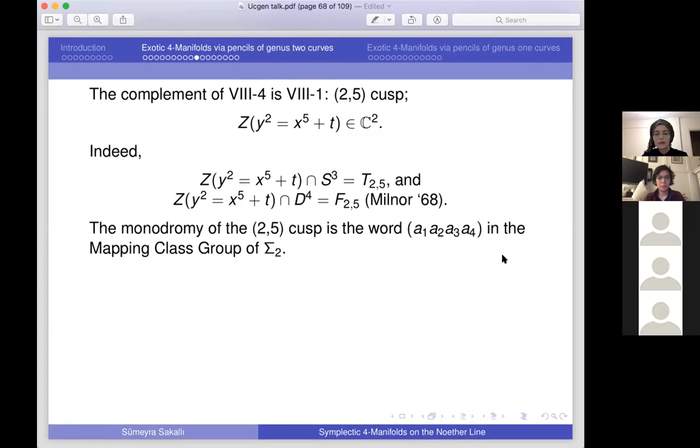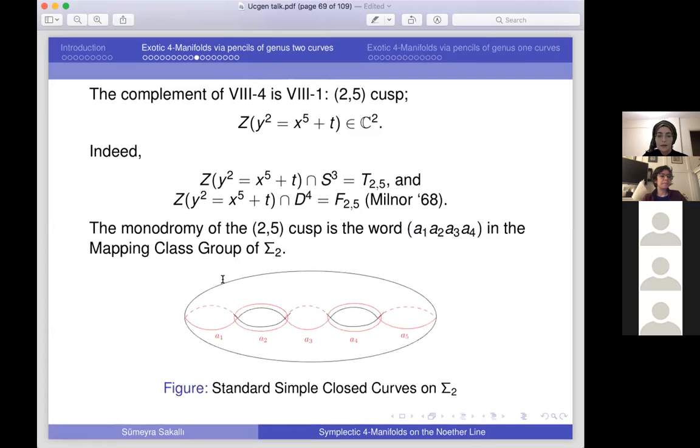And it is rather technical, but the monodromy is mostly algebraic, in fact. The monodromy is given in this way. It is a word in the mapping class group of sigma 2. So let's look at this genus 2 surface. And on that, we have these standard simple closed curves, A1 up to A5.